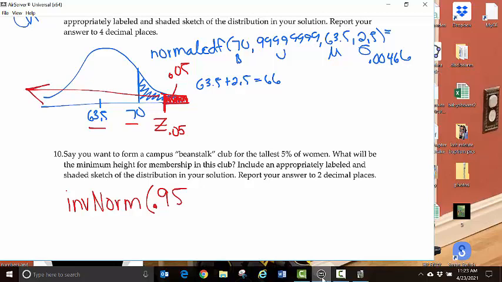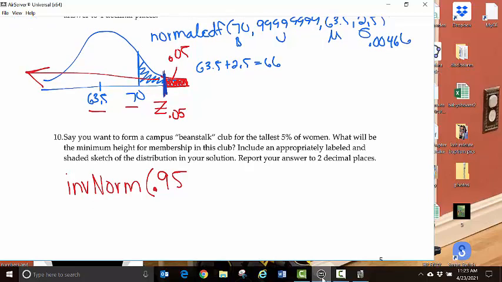But wouldn't this cutoff value be the same if you're talking below or above? Because it's the border. So inverse norm 0.95, and you tell it that it's 63.5 with the standard deviation of 2.5, and somebody tell me what they get. Oliver. Okay, so she needs to be 67.64 inches or taller to be in that club. You could do this with the Z-score formula. We're not going to go there.